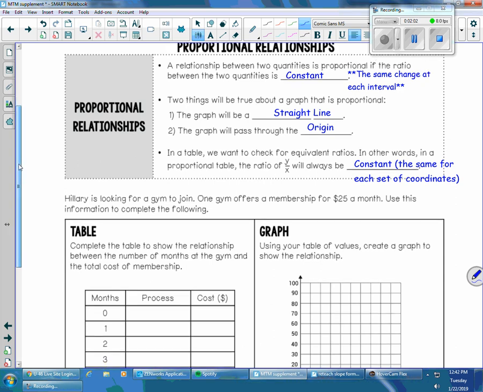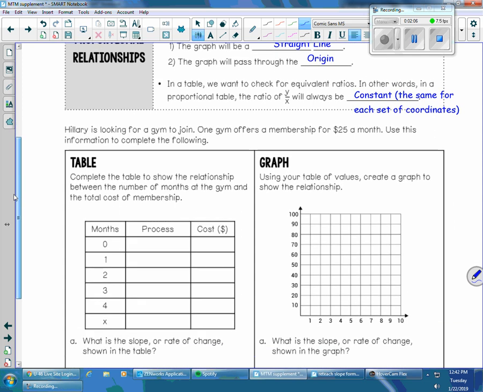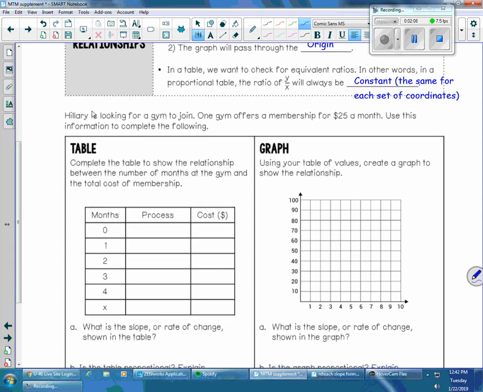Let's look at some examples, and I'm sure this is going to make more sense once we have some examples to draw on. Our first example: Hillary is looking for a gym to join. The one gym offers a membership for $25 per month. Use this information to complete the following. We have a table and we have a graph. So let's start with the table. It says complete the table to show the relationship between the number of months at the gym and the total cost of the gym membership.